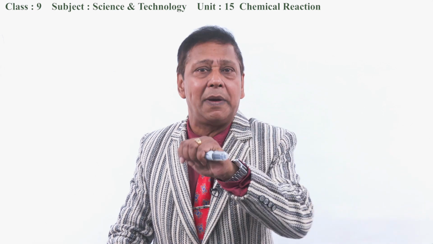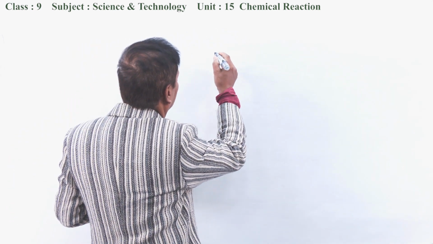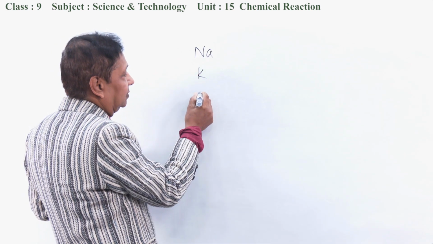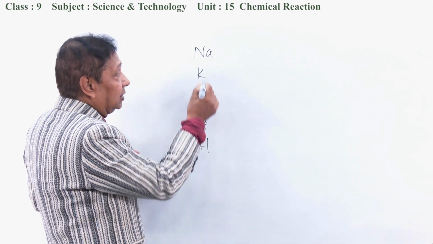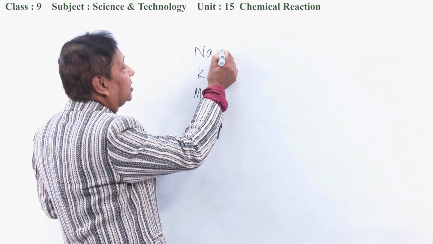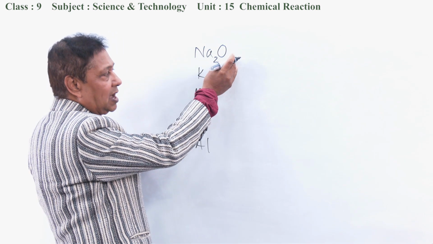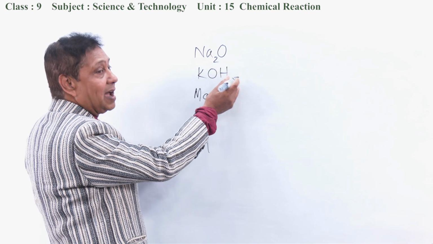But what is base? Do you remember what is base? These are the metals I want to tell you about for the base. This is sodium, potassium, magnesium, calcium, aluminium. All these are metals, you know this. And if metal is combined with oxygen, this is metallic oxide. And if metal is combined with hydroxide, this is metallic hydroxide.